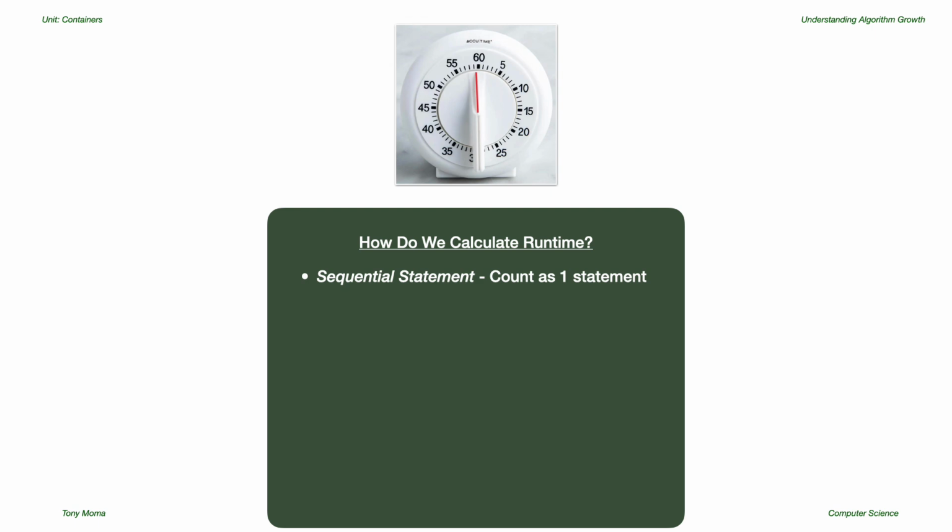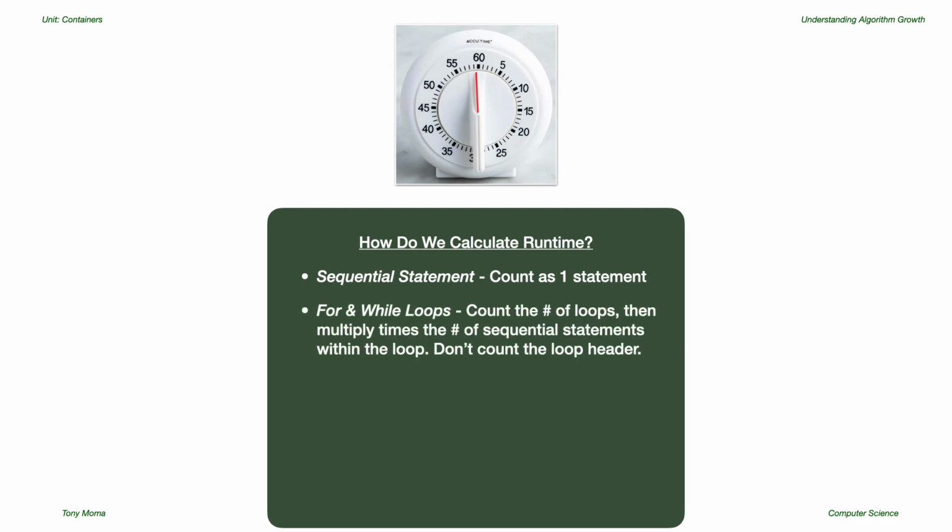What I'm doing now is simply establishing the norms for our class, just so that we can be consistent across the board. But also don't be surprised if you find out that other classes may have slightly different norms. That's okay. We're all still learning the same thing. That being said, we discussed sequential statements, which is again any statement that's not in a loop or an if statement. Next, we will discuss how to count for and while loops.